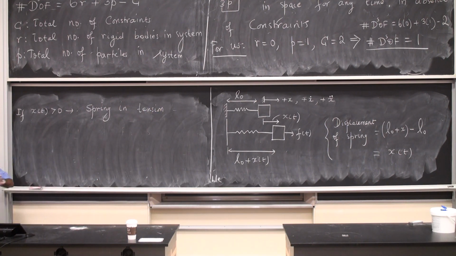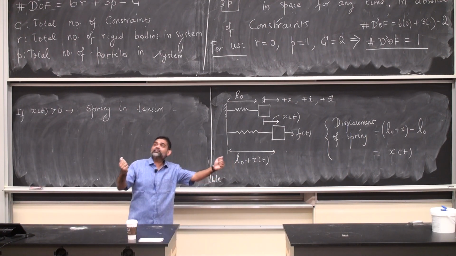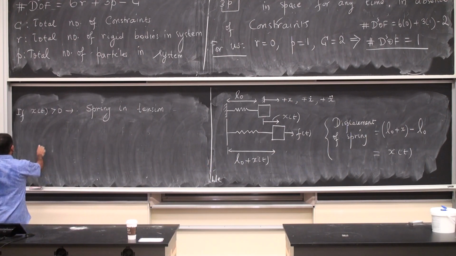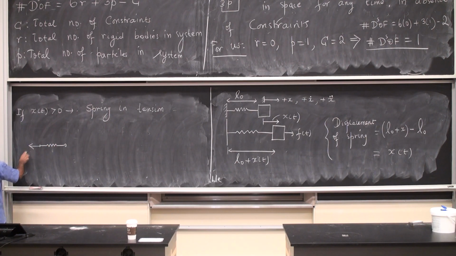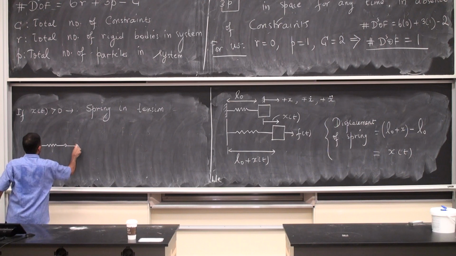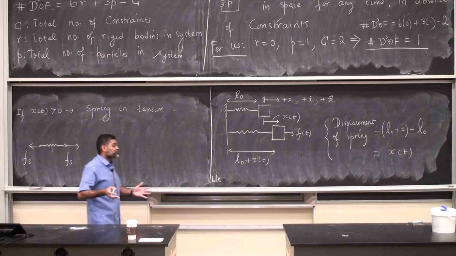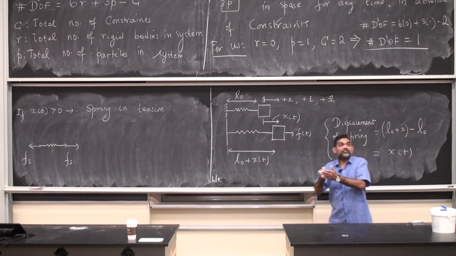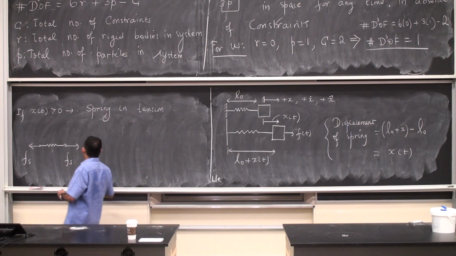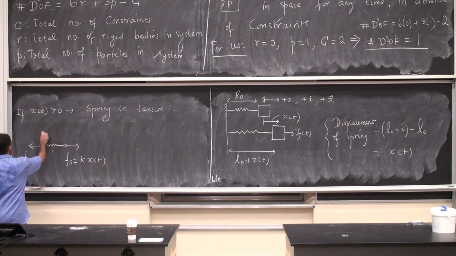So at some instant in time when x of t is greater than 0, I'm drawing the free body diagram of the spring. The spring is being stretched by the spring force. And you know from Hooke's law and from basic dynamics that the spring force is the stiffness of the spring times the displacement of the spring, and in this case it is k times x. This is for x of t greater than 0.